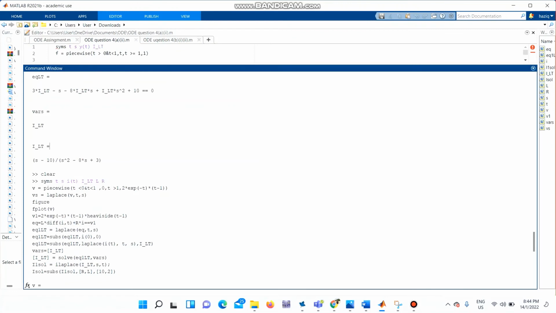Okay, the next part is to find the answer for question A, Roman I, which is I_LT equal to (s - 10) over (s^2 - 8s + 3). The answer that we get from the simulation is similar to the manual calculation that we get. Okay, thank you, that's all.